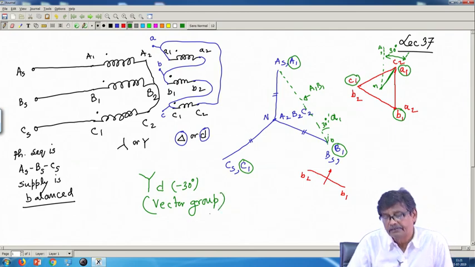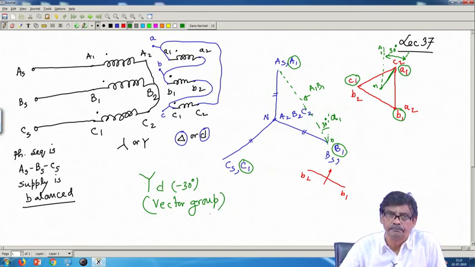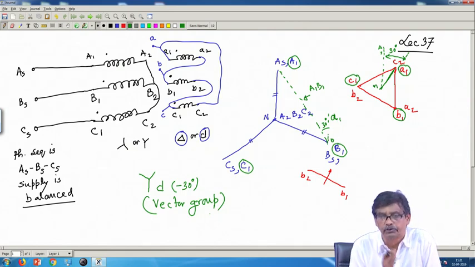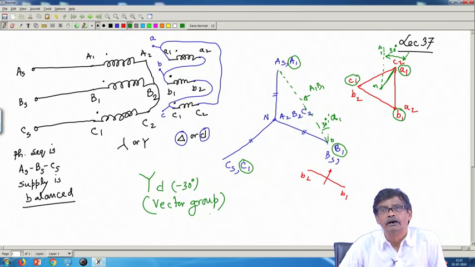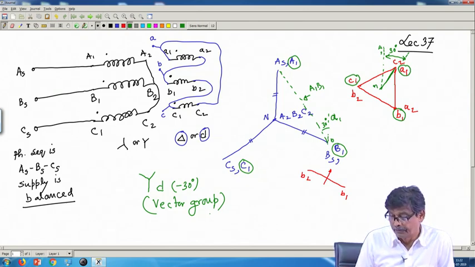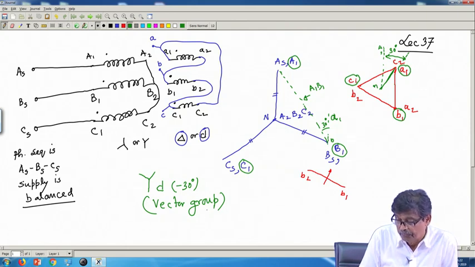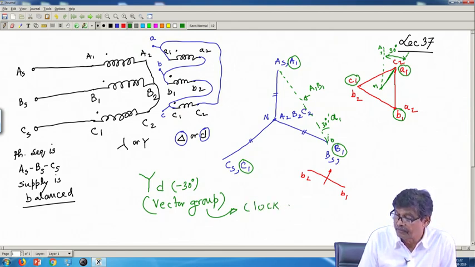Is also expressed in terms of a clock, minute and hour hand positions, angle between them, that is how. So, I will first explain that, then explore more interesting connections after that. So, first clock convention, vector group, which can be also expressed instead of showing the angles by clock conventions.